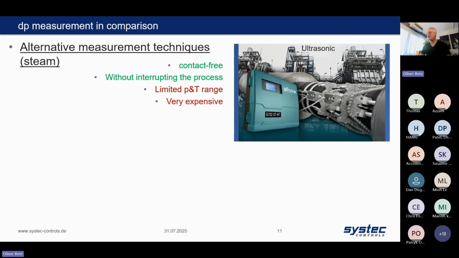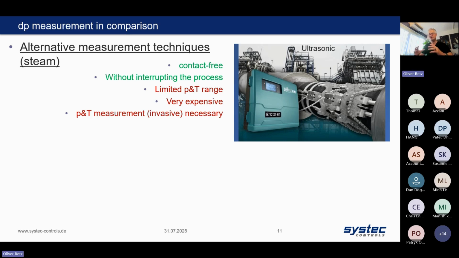There's just a number of manufacturers who currently are able to do this. By the way, Systec is also working on this technology. We don't have it right now, but perhaps in the future. Since there's just a limited number of manufacturers, it's an expensive technology. So don't believe that you're getting it at lower cost than a DP measurement. The cost will be higher.